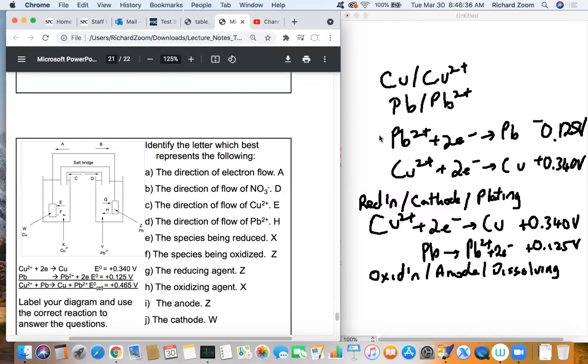All right. Any questions? Any questions about copper 2 plus? All right. What about lead 2 plus? Direction of flow of lead. As I said, the lead is dissolving. So the Pb is turning into Pb2 plus. It's going to be over here. This is where the lead is. And that means that it's turning into lead 2 plus, which makes it H. Dissolving. How do you feel about that one?